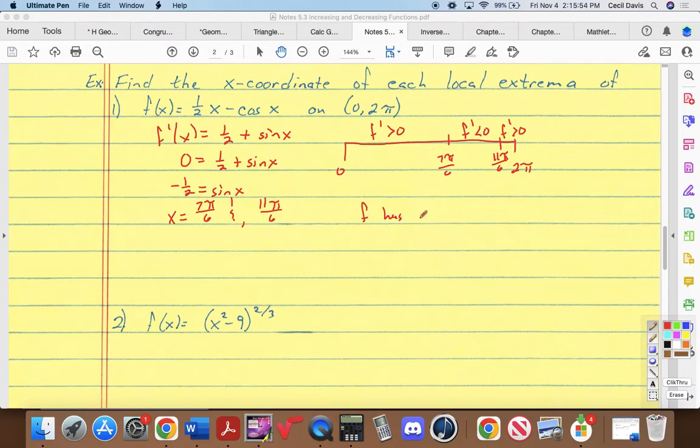So f has a local, will this be a local minimum or a local maximum at 7 pi over 6? Nope. F prime's positive, then negative. Gotcha. So there's a local maximum at x equals 7 pi over 6. And f has a local minimum at x is equal to 11 pi over 6.